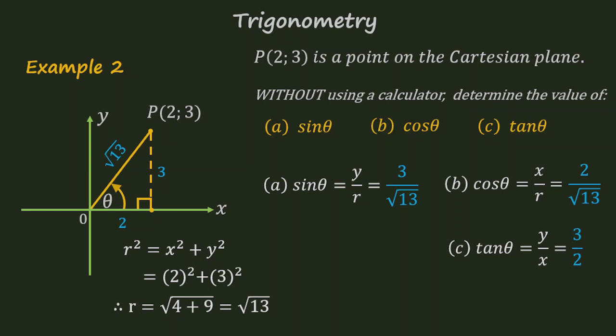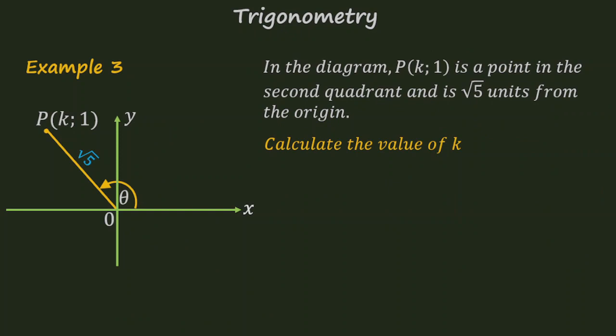Let's try another example. Please feel free to pause the video and try solving the problem by yourself. In this problem, the coordinates of P are given as k and 1, and the radius as the square root of 5. So P is (k, 1), and the radius is the square root of 5. Now we are required to determine the value of k.